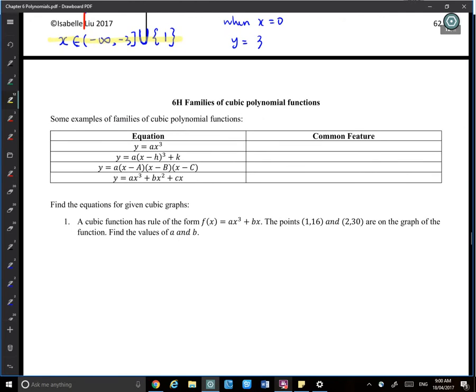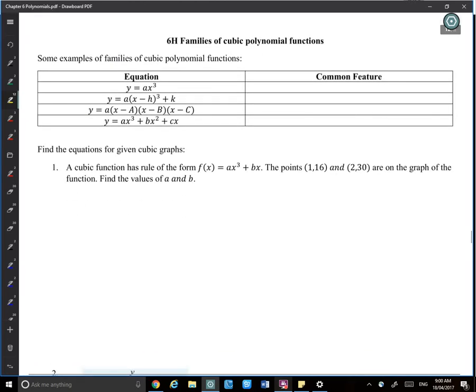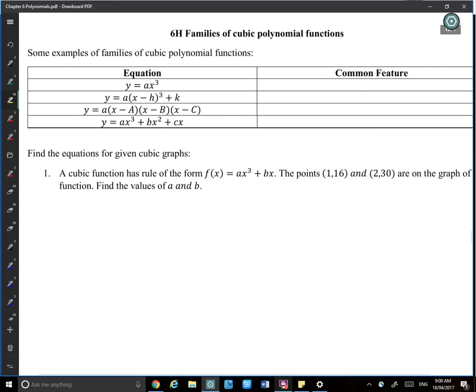Okay, go a little bit more. 6H. Families of cubic polynomials and functions. Okay, let's have a look at this. Do you remember at the beginning of the term, the first semester, we learned the family of linear and also the family of quadratic. Okay, remember that?